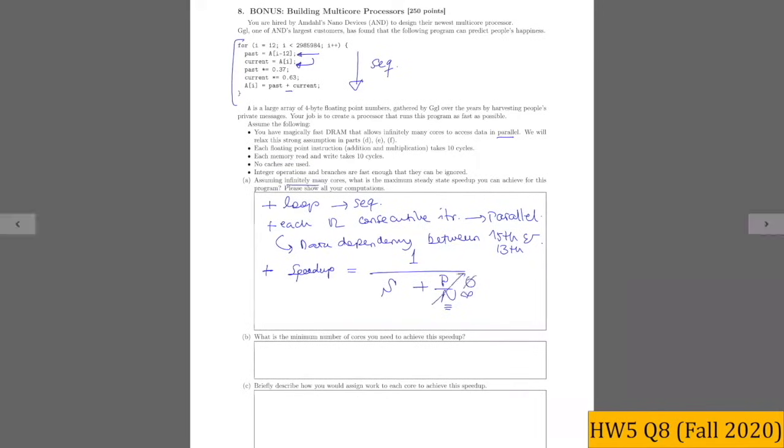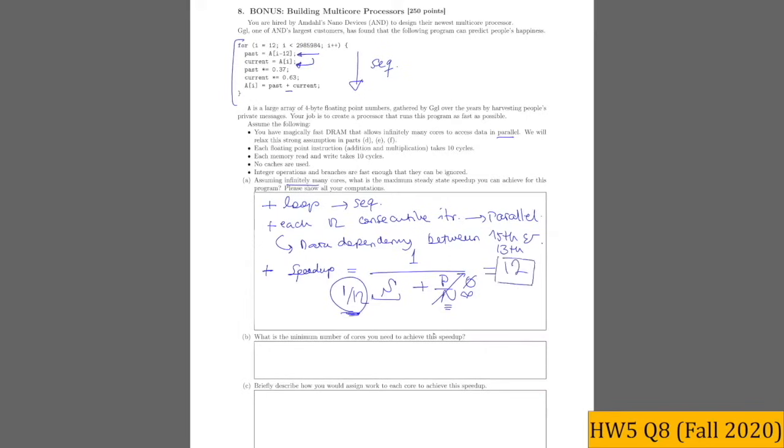And here we will have this sequential part, which is basically the loop body in each 12 consecutive iterations. So 1/12 of the execution time is serialized and cannot be parallelized. So we would have 12 as the perfect speed up that we can have based on the data dependency of this program. So that is the answer for this part.